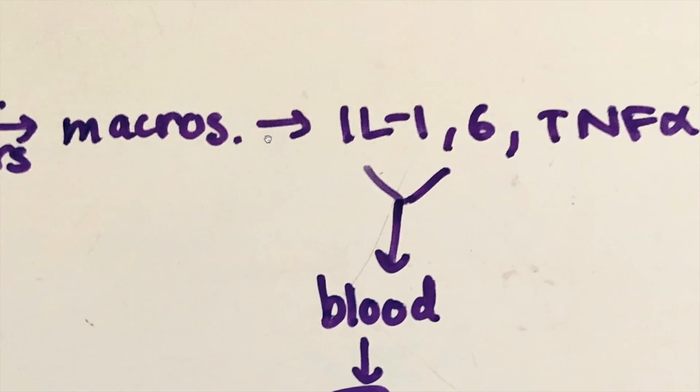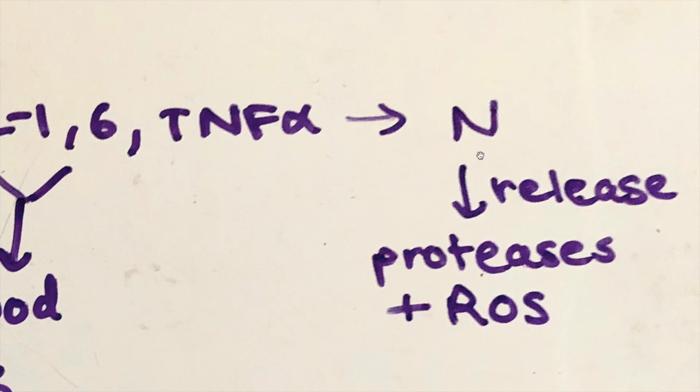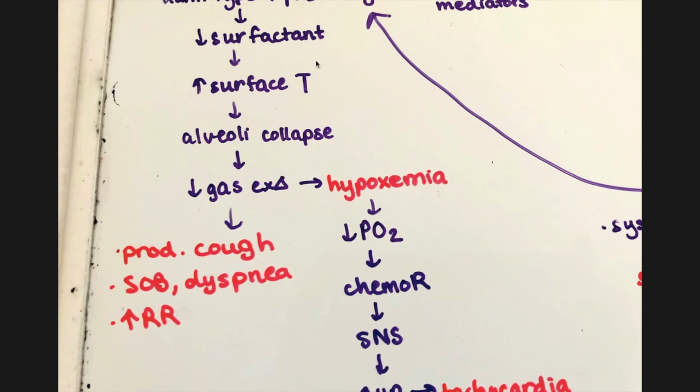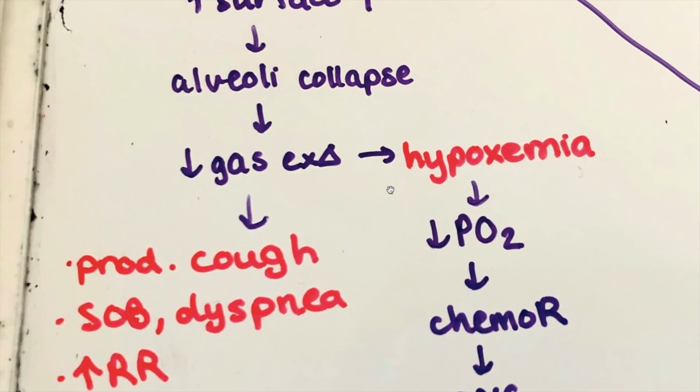These cytokines released by the macrophages recruit neutrophils that release proteases and reactive oxygen species. When this happens, it damages type 1 pneumocytes as well as type 2 pneumocytes. And that again leads to decrease in surfactant and ultimately leads to hypoxemia. When there's hypoxemia and damage to the lungs, there's productive cough, which basically means cough with sputum, shortness of breath, dyspnea, and increase in respiratory rate because the patient has to put more work and effort in order to open up those alveoli and allow for gas exchange to occur and to breathe, essentially.